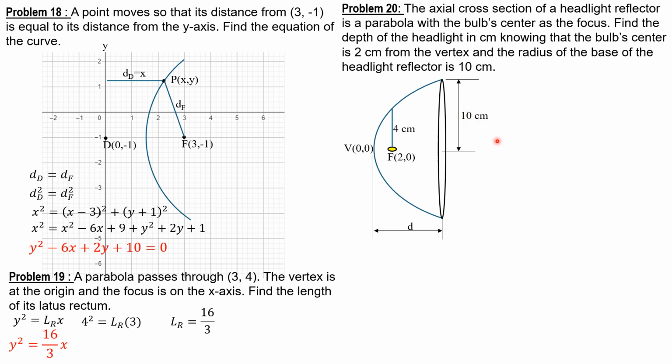This is 10. Then by the squared property of parabola, the depth D is to 10 square as 2 is to 4 square. So D is 12.5 centimeters.